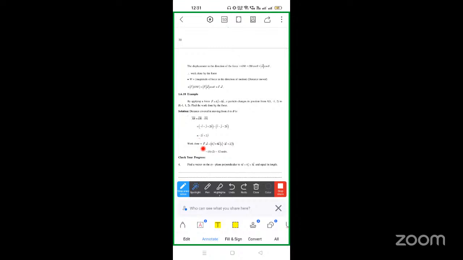So therefore, work done is F dot D. The force is already given as 6j + 8k, and the displacement is −2i + 2j, where AB = OB − OA. So the dot product is 6 into 2, which equals 12 units.